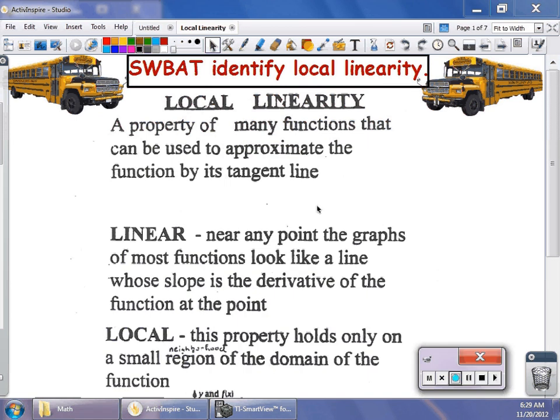We're going to take a look at the concept of local linearity, and if you're in my class, this is a concept that we are revisiting. We've looked at the idea of local linearity before and how it relates to differentiability. But as a reminder, if you have my packet, you can go to this page in the packet. Local linearity is a property of many functions that can be used to approximate the function by its tangent line.